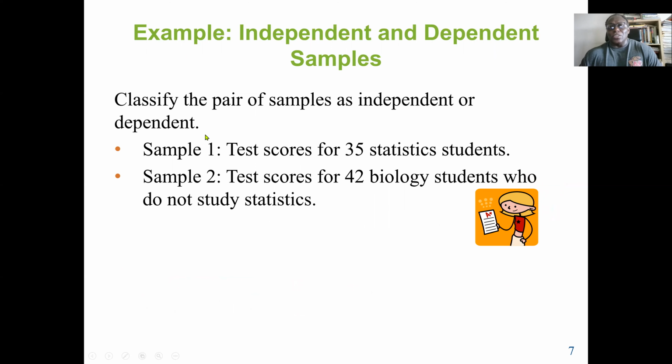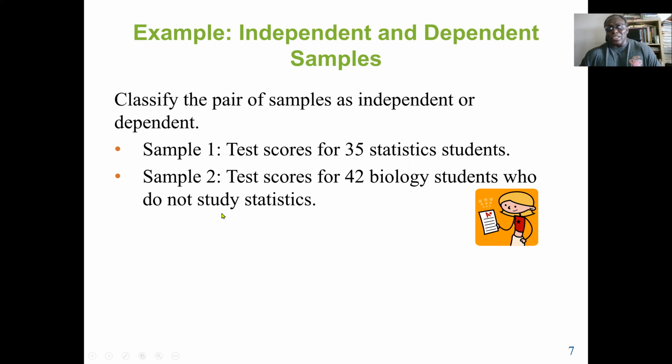So next, they say we should classify again the pair of samples as independent or dependent. We saw the first example, they are dependent because we can see that sample 1 and sample 2 are the same 35 individuals. Now in this example 2, sample 1 is the test score of 35 statistics students. Sample 2 is the test score for 42 biology students who do not study statistics. So they are not related.